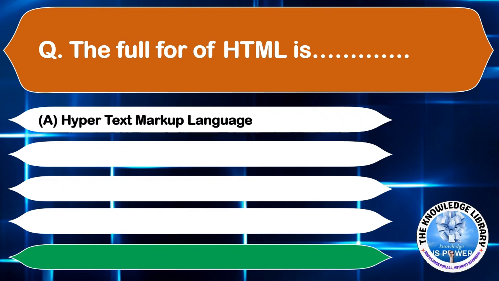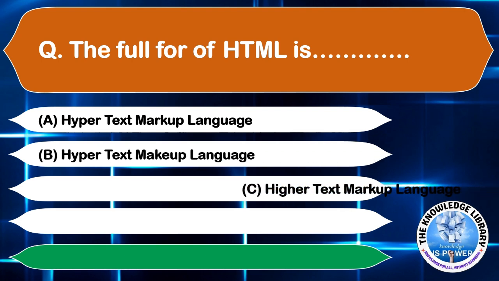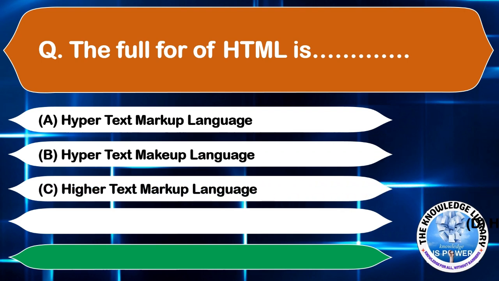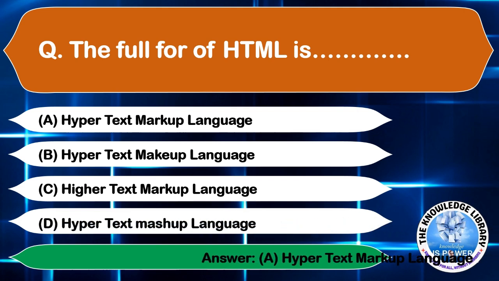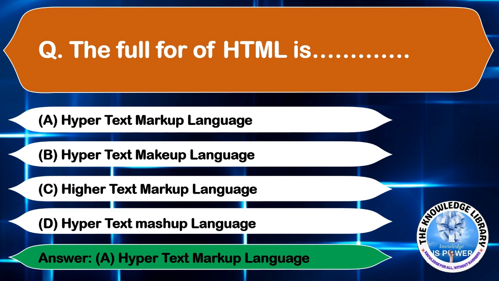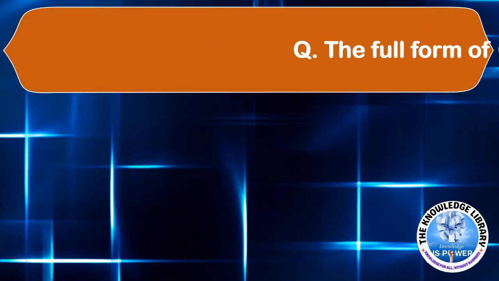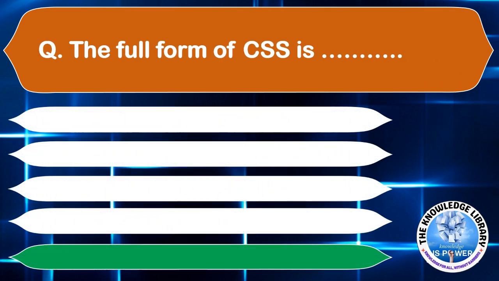The next question is, the full form of HTML is option A, hypertext markup language. Option B, hypertext markup language. Option C, higher text markup language. Option D, hypertext mashup language. The correct answer is option A, hypertext markup language.